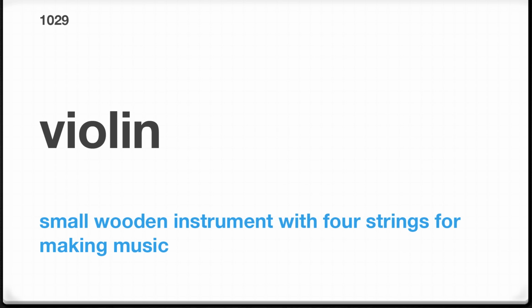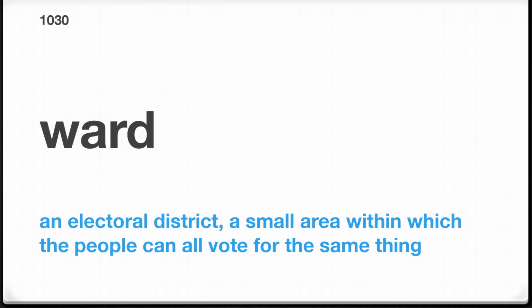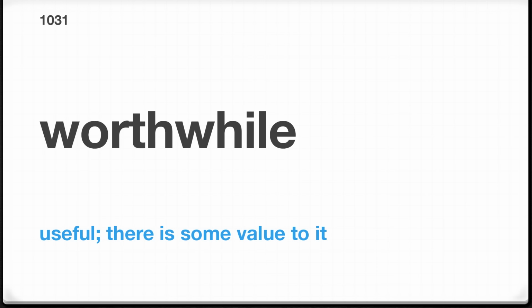Small wooden instrument with four strings for making music. Violin. An electoral district, a small area within which the people can all vote for the same thing. Ward. Useful, there is some value to it. Worthwhile.